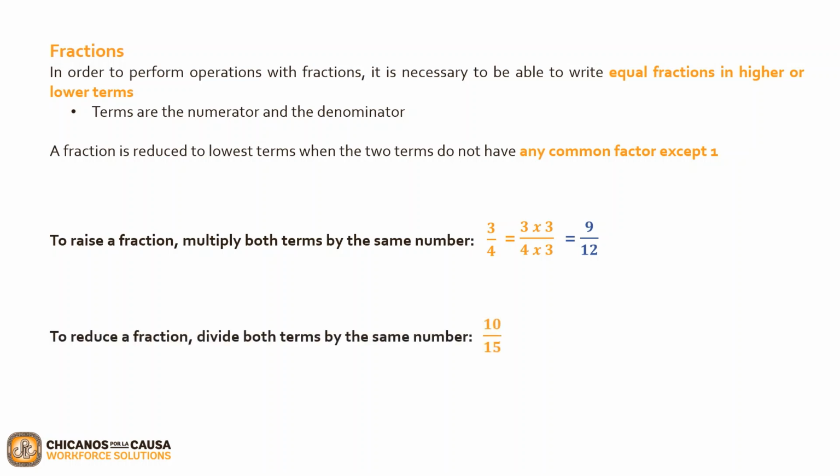To reduce a fraction, we are going to divide both terms by the same number. So in this case, both 10 and 15 are divisible by 5 equally. So we have 10 divided by 5 and 15 divided by 5, which gives us 2/3. If we were to work backwards and multiply both 2 and 3 by 5, it would take us back to our original fraction of 10/15.